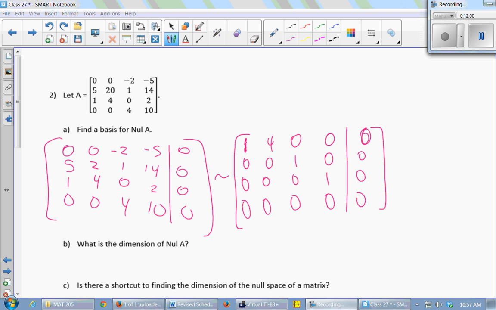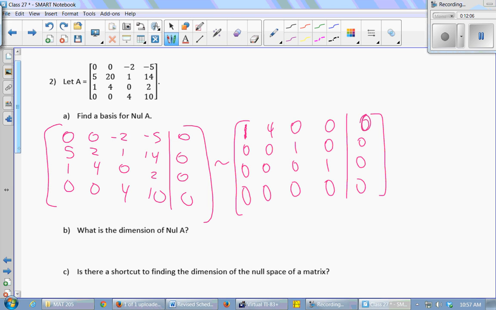So I'm just going to write out how you get that vector. This column's a pivot. This column's free. This column's a pivot. This column's a pivot, right? I only have one free variable, x2. If I translate this augmented matrix into a system of equations, this would say x1 plus 4x2 equals 0. And this one would say x3 equals 0 and x4 equals 0.